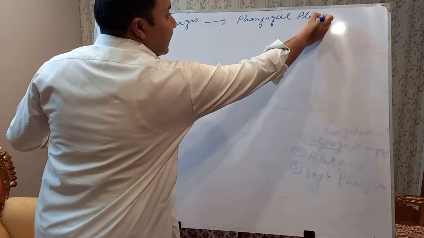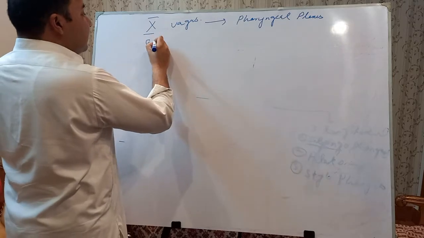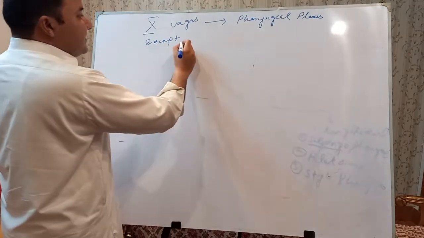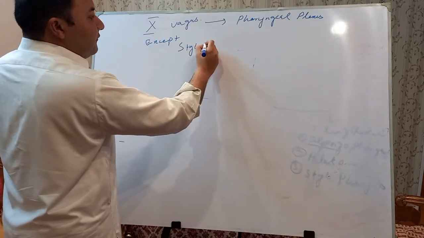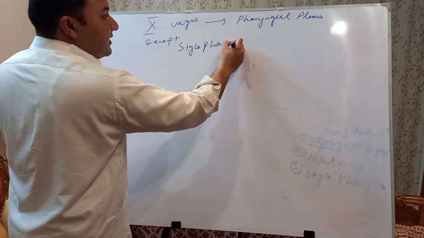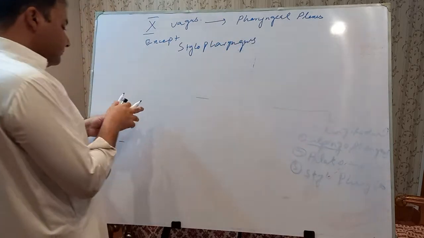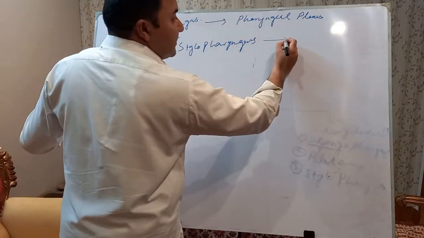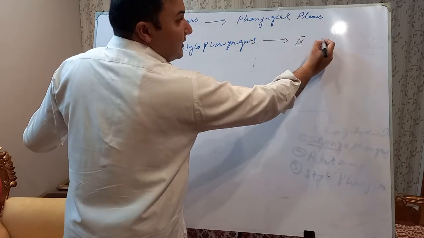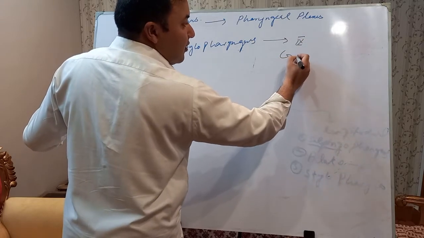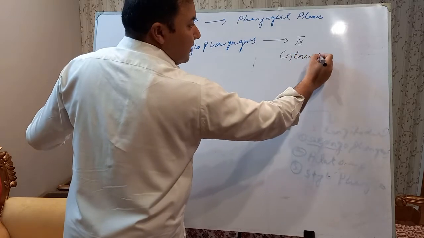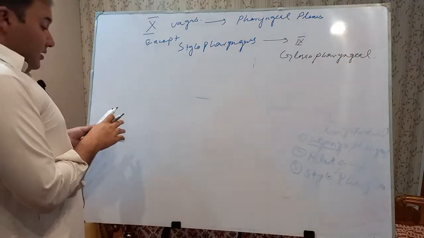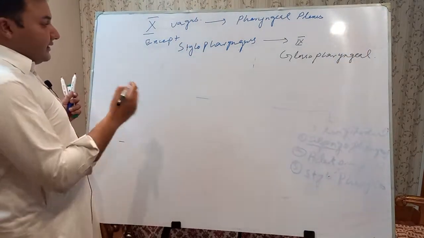We have the pharyngeal plexus, except for one muscle which is not supplied by this vagus nerve, which is the stylopharyngeus muscle. This muscle is supplied by the ninth cranial nerve. The ninth cranial nerve is the glossopharyngeal nerve.